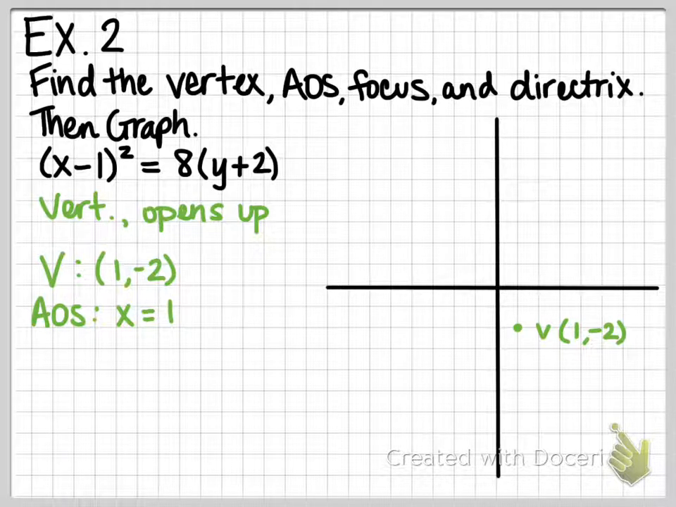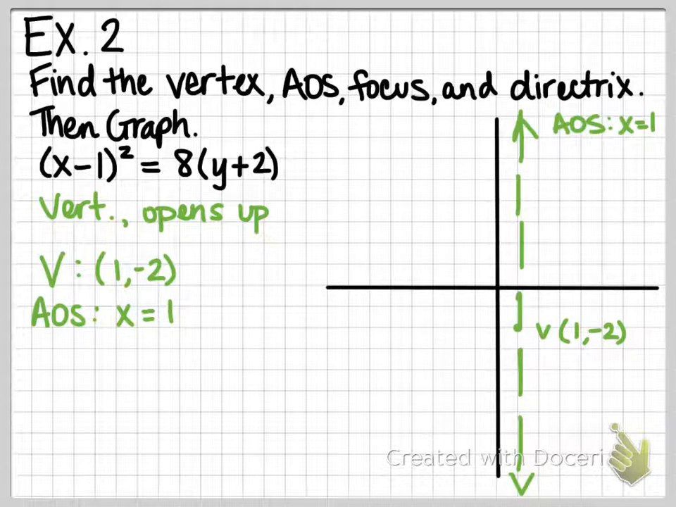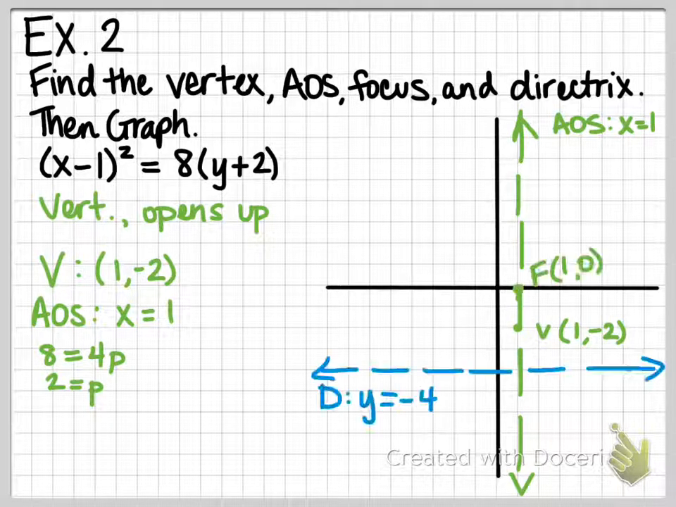Then I need to find out how far away my focus and directrix are. So I set the number in front of the parenthesis equal to 4p and solve for p. So p equals 2 this time. So that means our focus is 2 spaces away from the vertex, and our directrix is 2 spaces away. Since it opens up, our focus is going to be 2 spaces up, and our directrix is 2 spaces down.